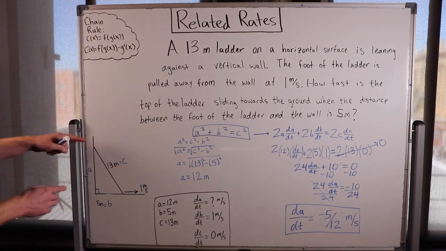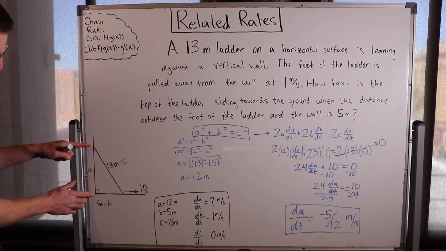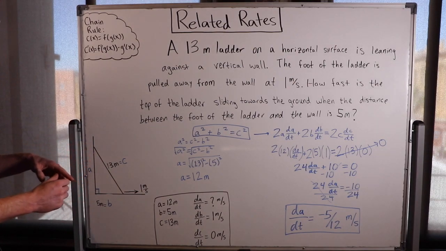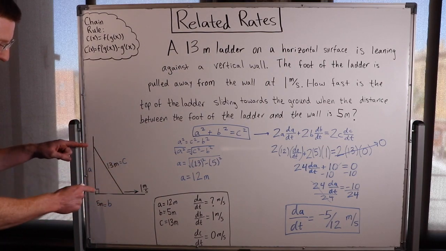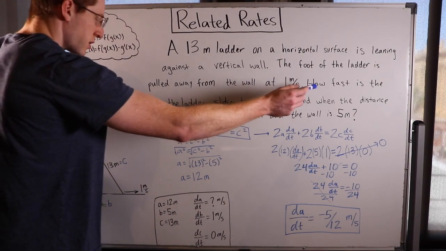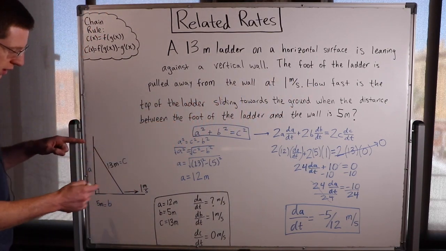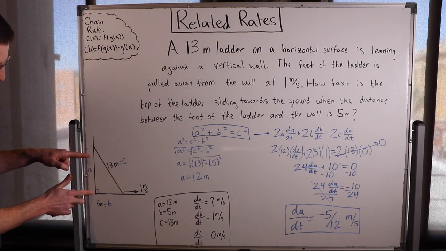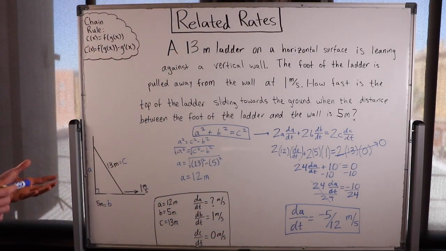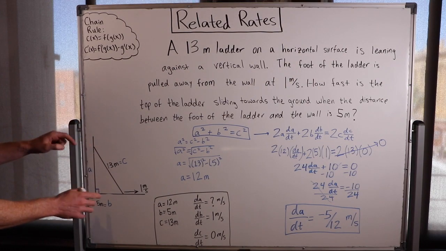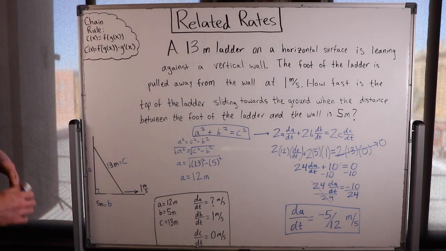So that means the top of the ladder is sliding towards the ground at 5/12 meters per second. Notice how we got a negative answer. That's because this value is decreasing. But they asked how fast is the top of the ladder sliding towards the ground? Well, it's coming down at 5/12 meters per second. So less than 1 meter per second, but we were able to successfully solve for dA/dt. So I hope that makes sense.